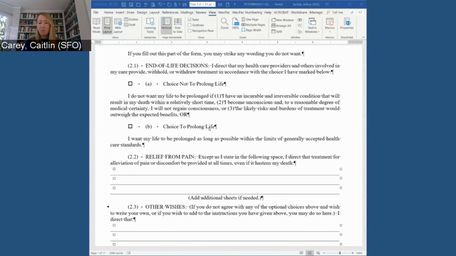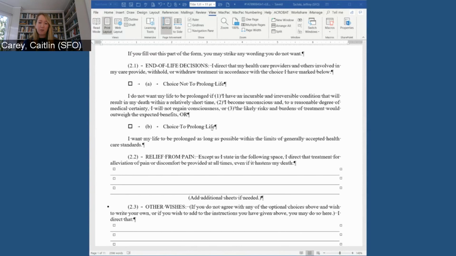checking box A means you do not want your life prolonged. Checking box B means you do want your life prolonged as long as possible. So you should check one of those boxes if you want to give your agent guidance on that subject. It's also fine if you're not sure, you can leave those boxes blank. And what that means is that you're leaving the decision up to your agents to decide.